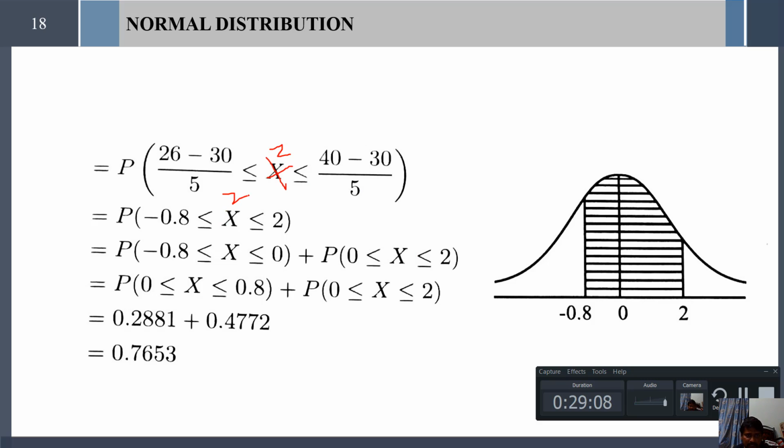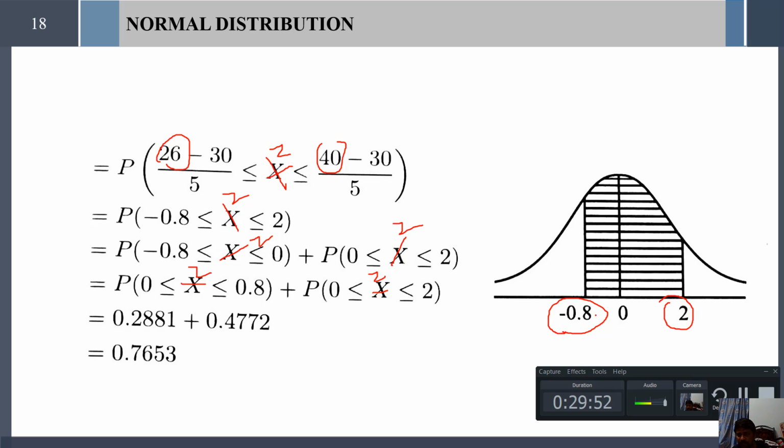Therefore these are all z, so I convert these to z's. Once you substitute z equal to x minus mu divided by sigma and substitute the values of mean mu and sigma, then it automatically transforms to z. Now substitute x equal to 26 here and x equal to 40 here, then we have minus 0.8 less than or equal to z less than or equal to 2. So here you see minus 0.8 and 2.